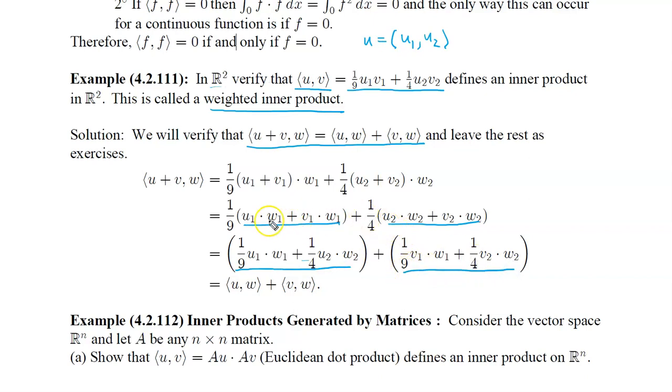You notice we just grouped u1 w1 and u2 w2 together right here. And v1 w1 is over here, and v2 w2 is right here. And we get this result. So that verifies that the inner product of u plus v with w is the inner product of u with w plus the inner product of v with w.